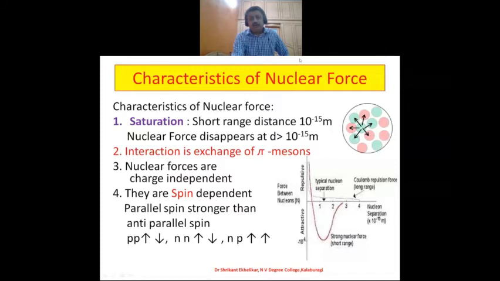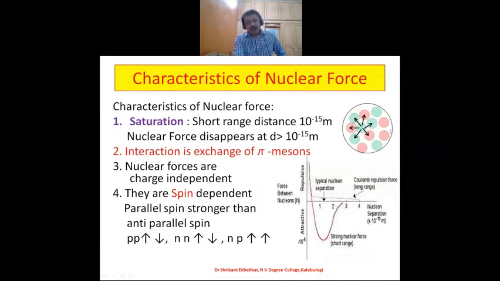The first characteristic of nuclear force is saturation. The nuclear forces are short range. The range of nuclear force is short range and saturated. How to understand short range? Because the nuclear forces act inside the nucleus, and the nuclear range itself is very small. So you know that if this is a nucleus, then the diameter itself is 10 raised to minus 15.